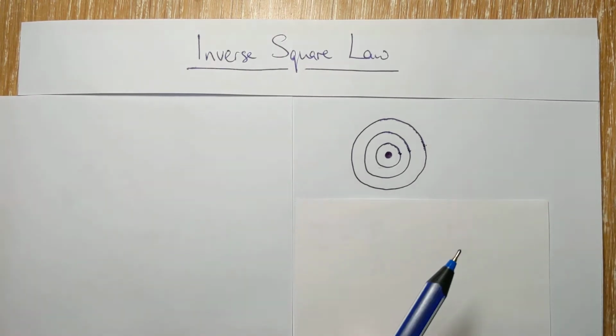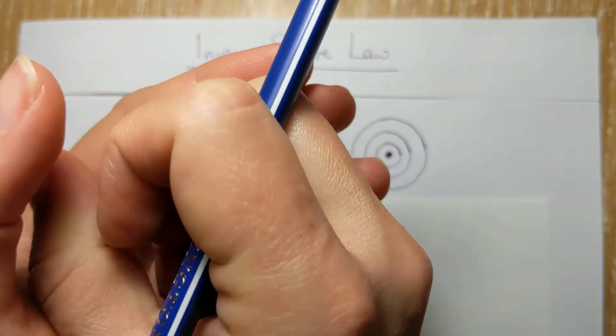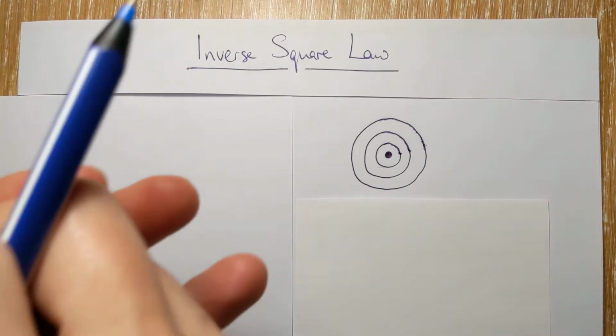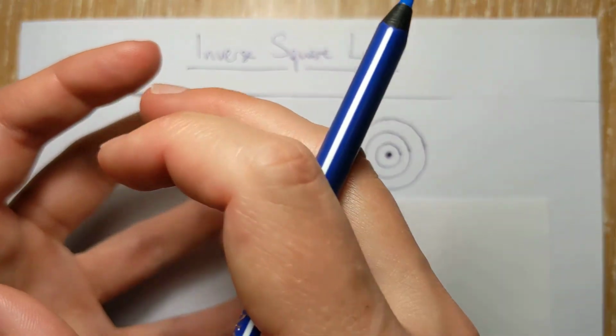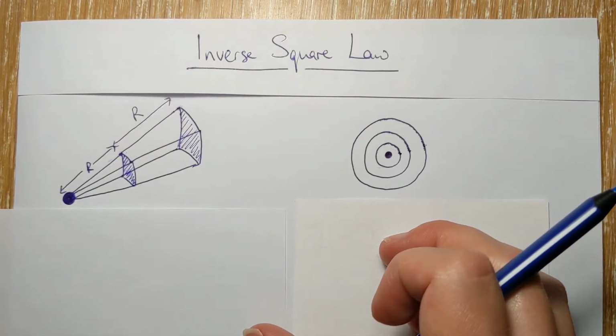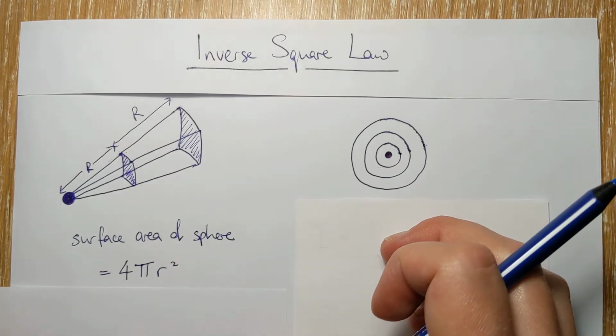In the same way, if you have a star emitting light in all directions, then those wavefronts are going to be spherical. And the energy is being spread out over the surface area of a larger and larger sphere. Now, this is the diagram we usually draw to try to represent this, and this is the formula for the surface area of a sphere.